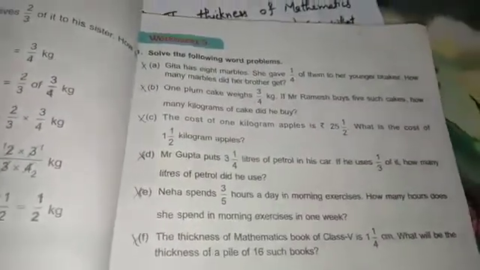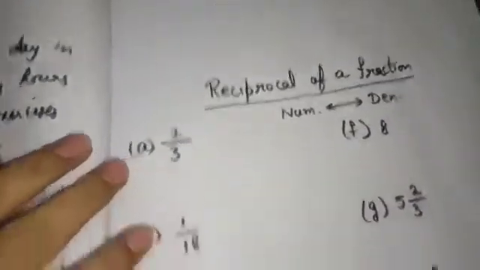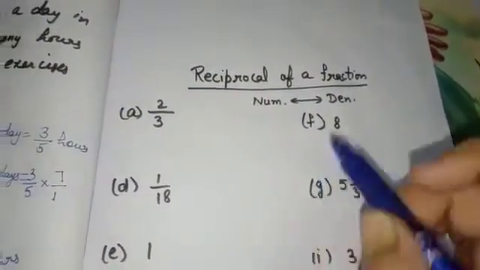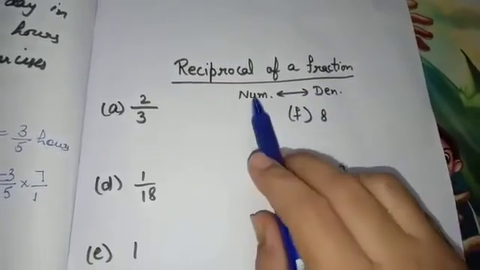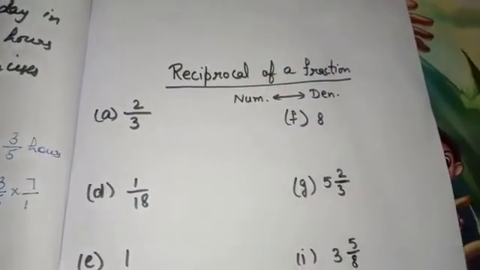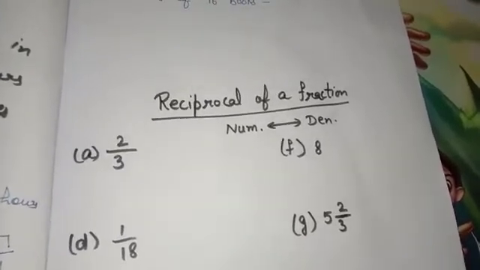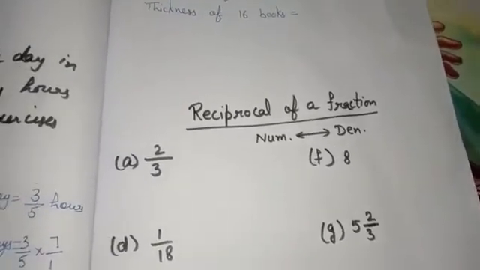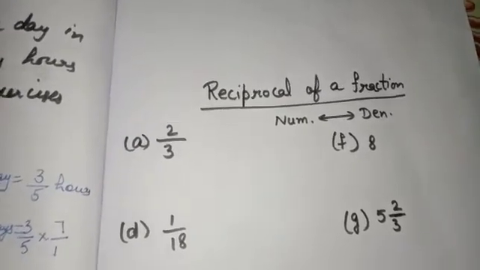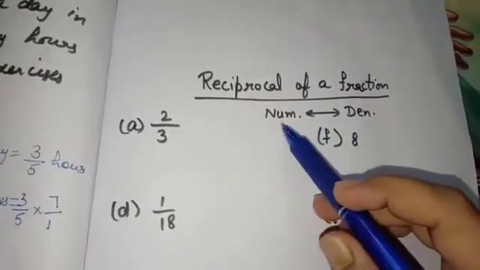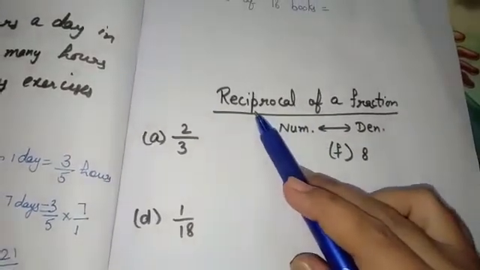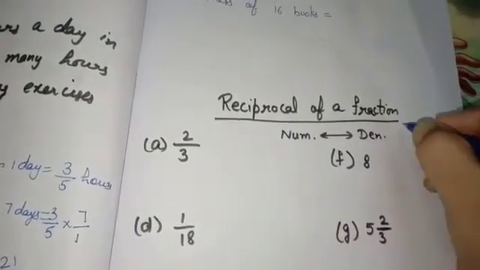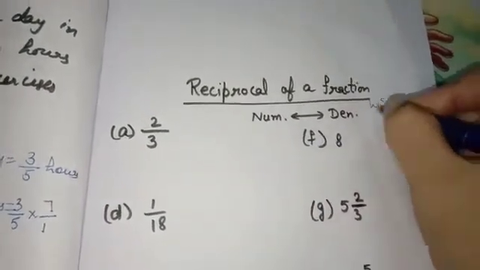Now let's move to the next topic, which is the reciprocal of a fraction. What is a reciprocal? Reciprocal means the numerator becomes the denominator and the denominator becomes the numerator. In order to find the reciprocal of a fractional number, we interchange the numerator and the denominator. And just remember one thing, that the reciprocal of 0 does not exist. This is our worksheet 10 of the chapter.